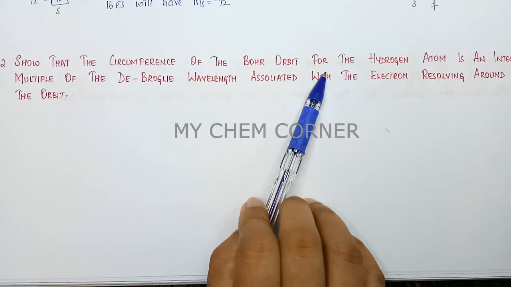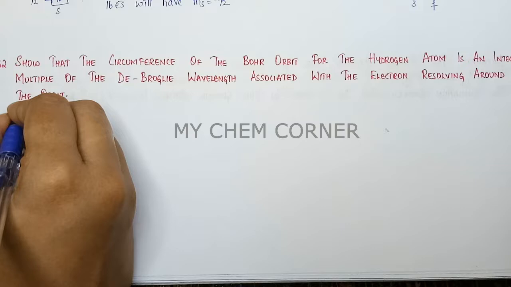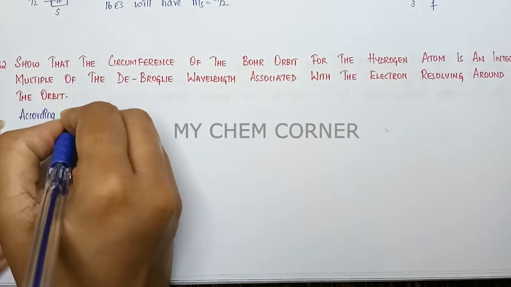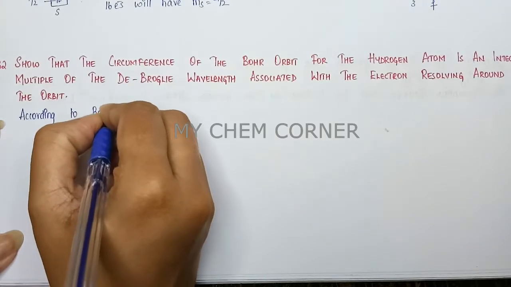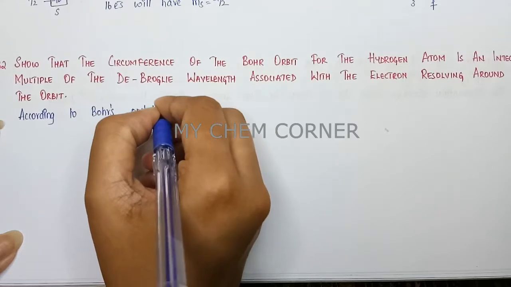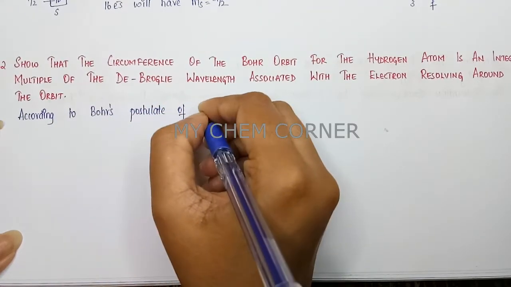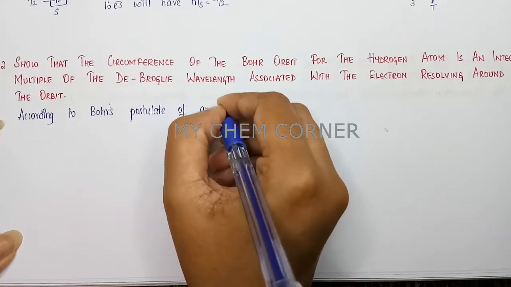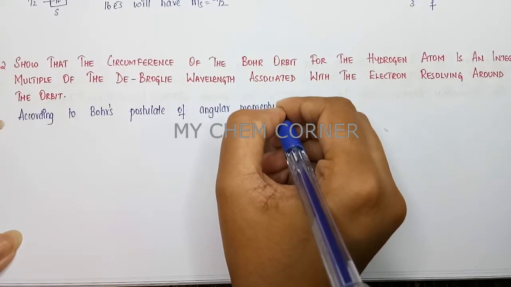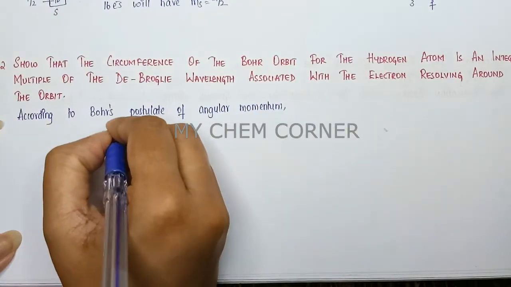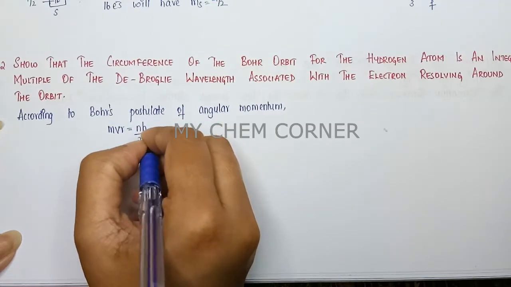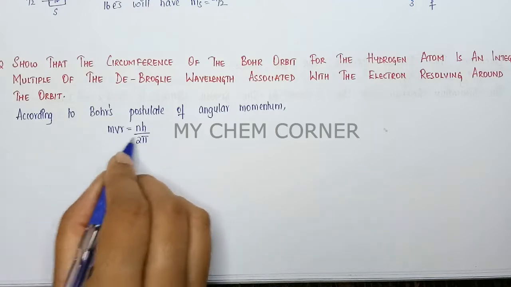So since they are asking about Bohr's orbit, let's write according to Bohr's postulate of angular momentum, mvr is equal to nh by 2 pi. So this is the formula.